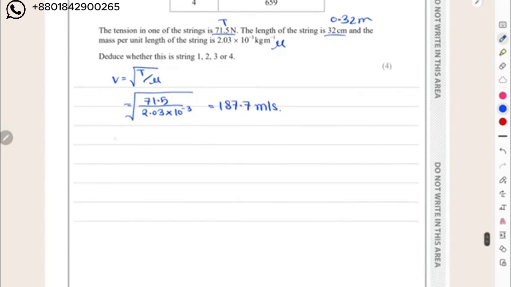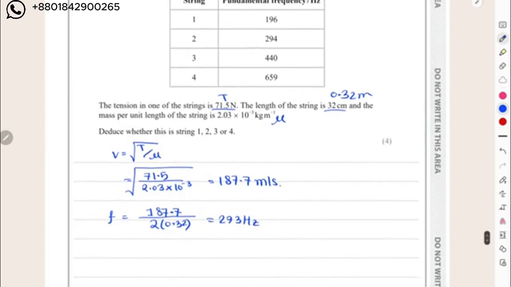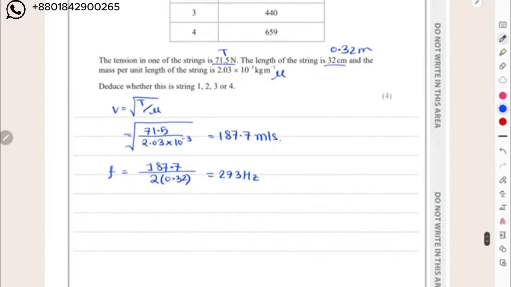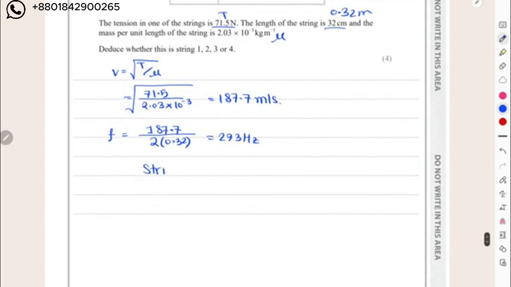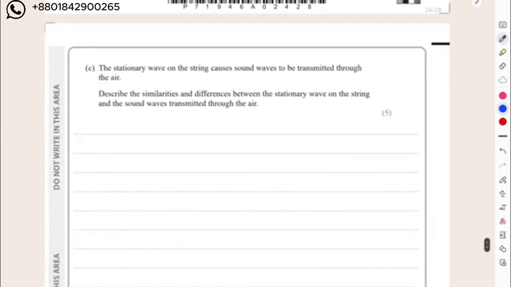Now using this, you can find out the value for your frequency, which is 187.7 divided by twice 0.32, since lambda was twice L. So if you calculate it, you get 293 hertz, which is approximately the second string, right? So you can just write this is string 2. And that will gain you the 4 marks over here. So we'll move on to this next question over here.